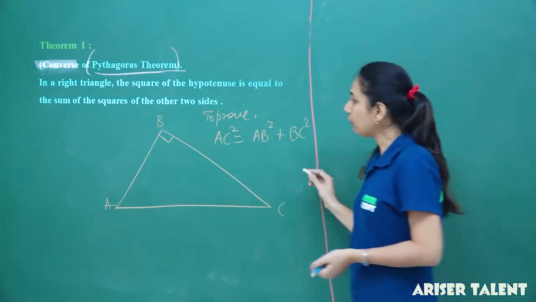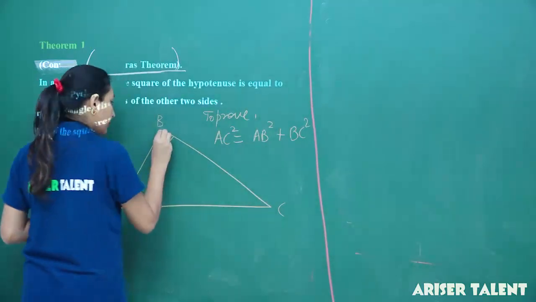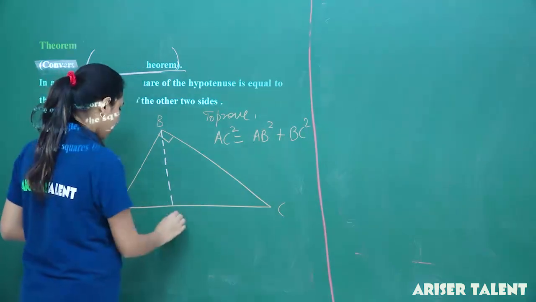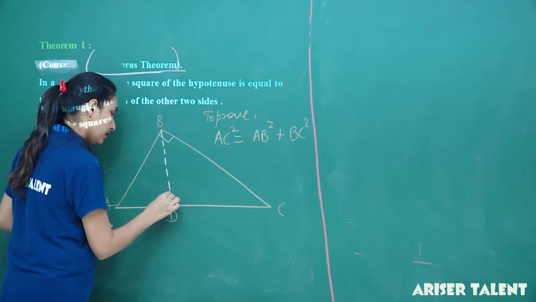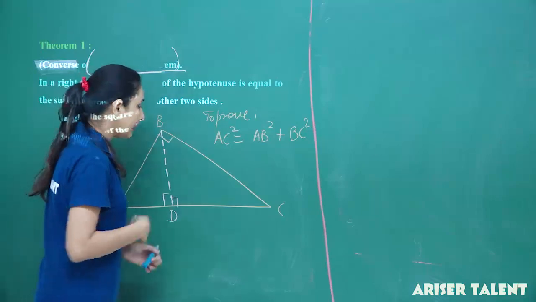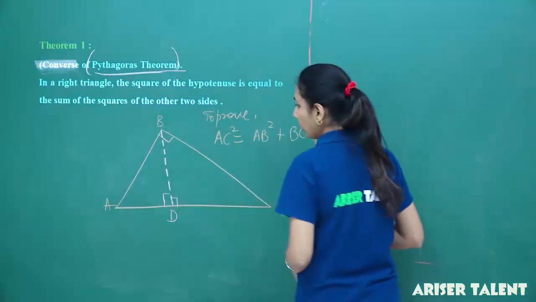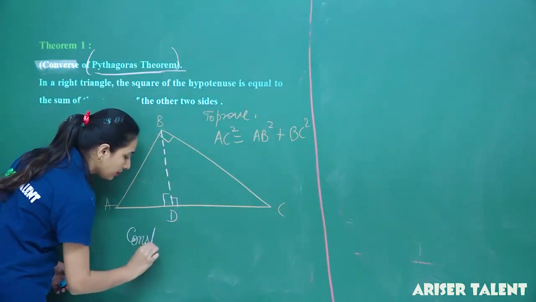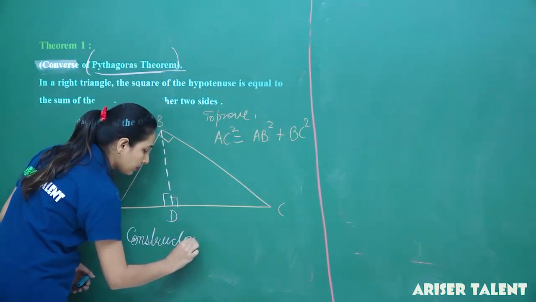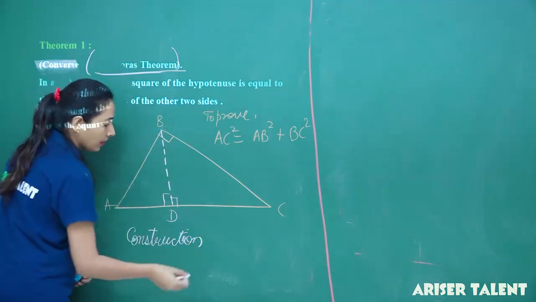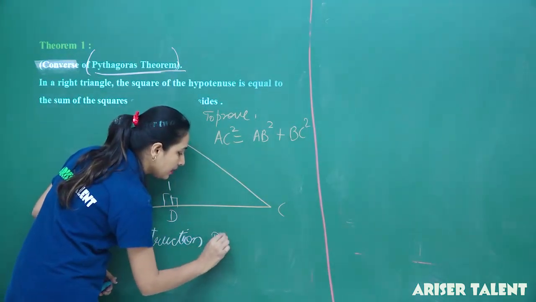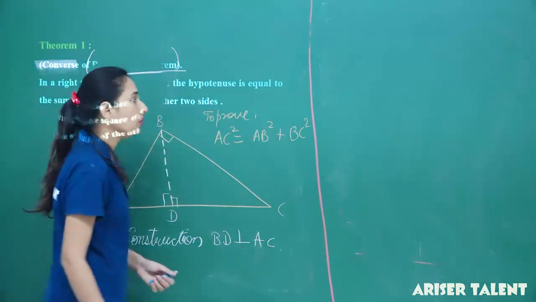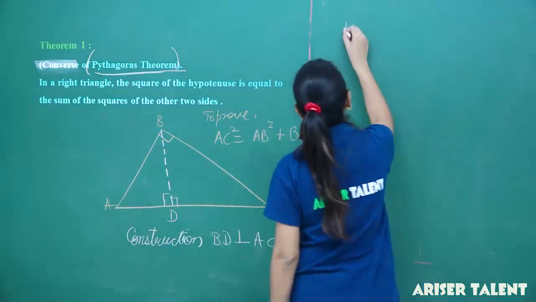Right, students? So we have to construct something. We are constructing here a point called D. It's an altitude to AC. So construction is what? BD perpendicular to AC, students. Now with the proof.